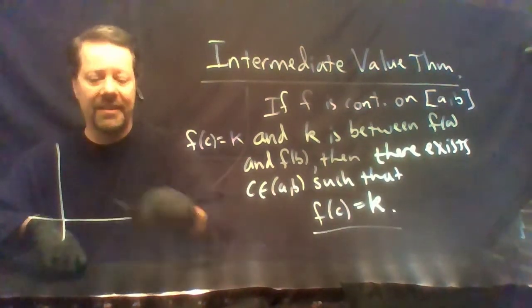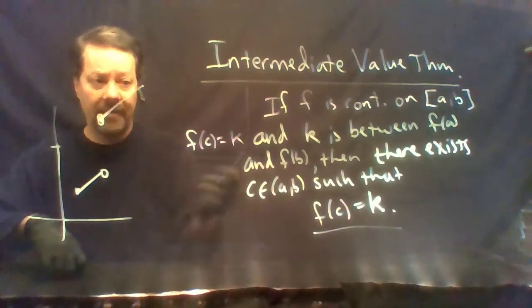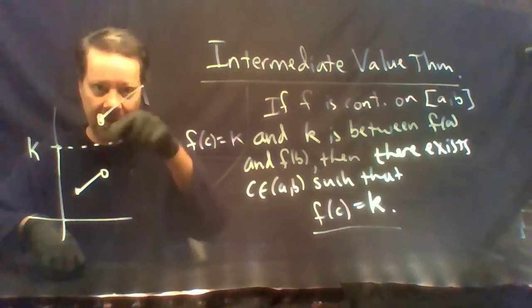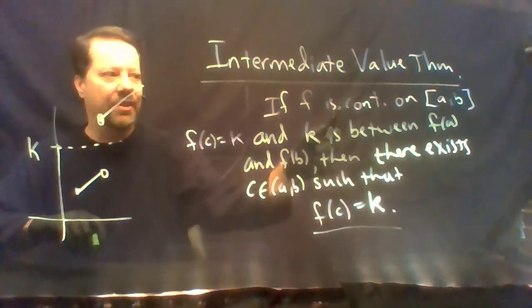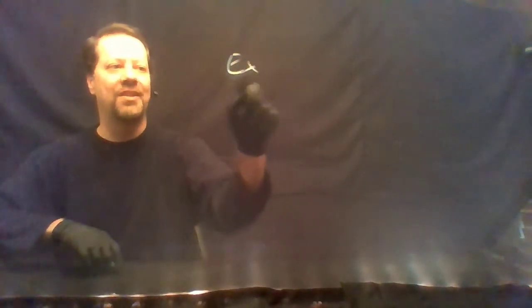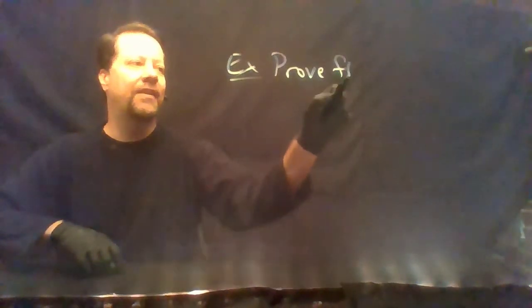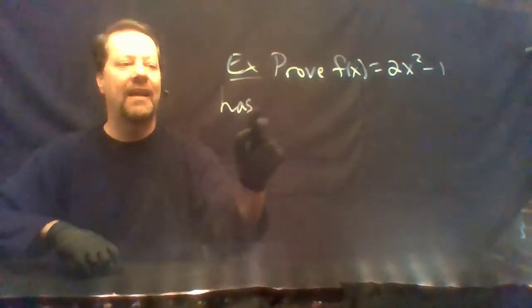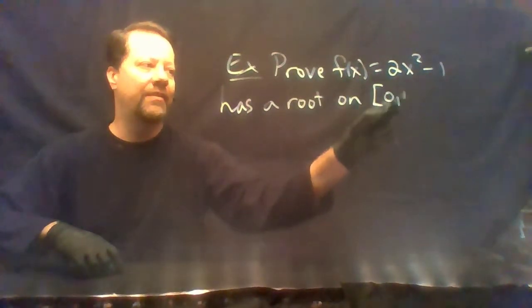If our function is discontinuous, the intermediate value theorem may fail. You can choose k's so there is nothing that goes back and maps to that height k. So the continuity assumption here is essential. As a simple example of an application for the intermediate value theorem, let's prove that the function f of x equals 2x squared minus 1 has a root on the closed and bounded interval from 0 to 1.